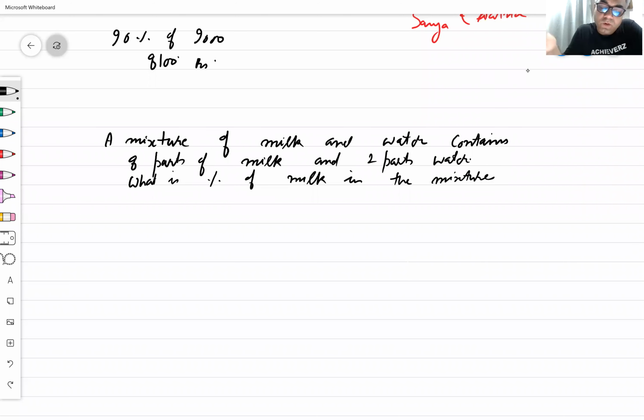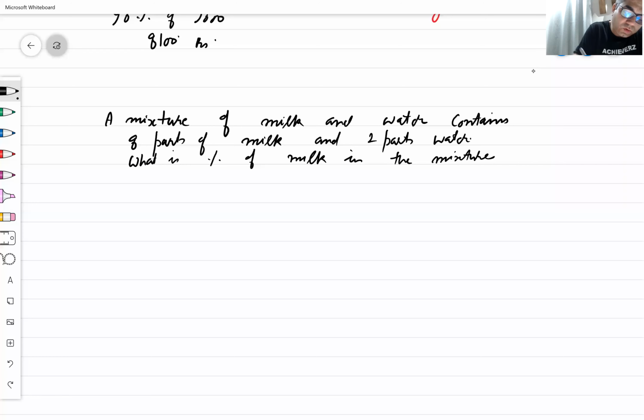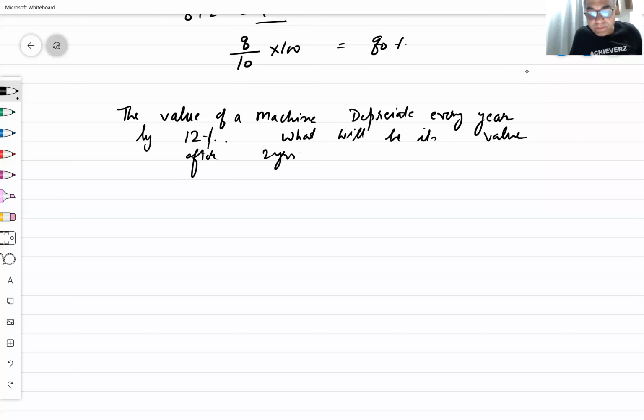Is it clear? A mixture of milk and water contains 8 parts of milk and 2 parts water. What is the percentage of milk in this mixture? Straight away, you don't even need to calculate this. Think and quickly answer. You had 8 parts of milk and 2 parts of water. If we add 8 plus 2, you get 10. So out of 10, 8 is milk. So out of 100, this is 80%. So this is the answer. I'm sure now you can do it as quickly.